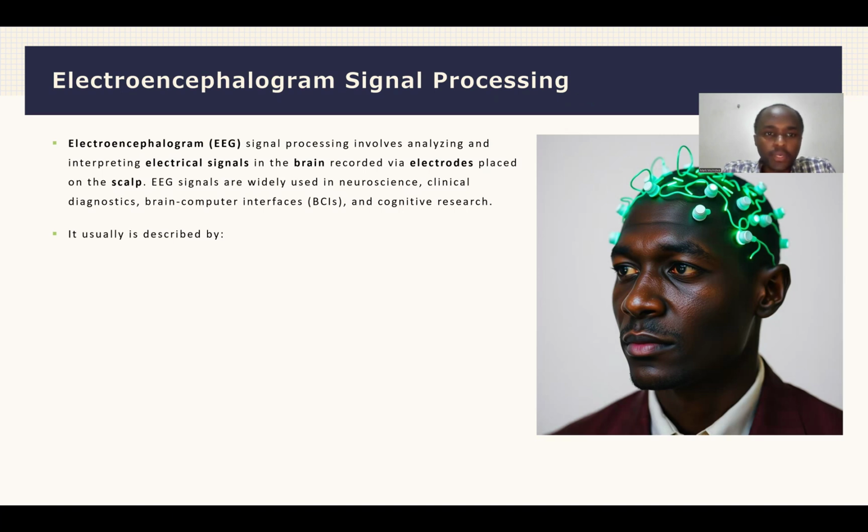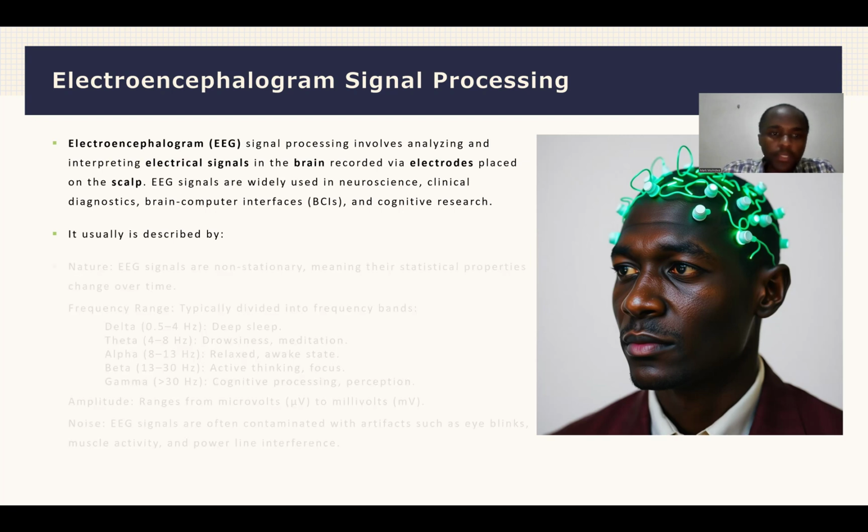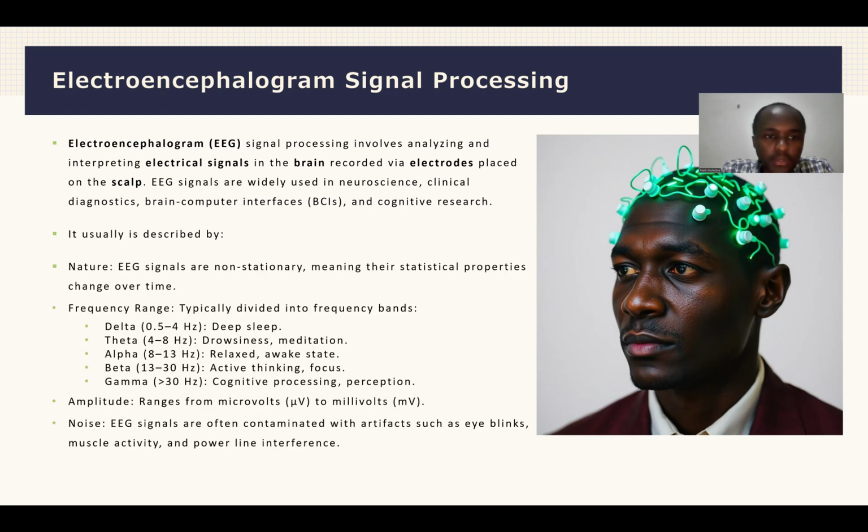So talking about the EEG signal processing, which involves analyzing and interpreting electrical activity in the brain, basically recorded through electrodes placed on the scalp. So to talk about it, this is a technology. This technology plays a crucial role in neuroscience, clinical diagnostics, and also brain-computer interfaces, and also cognitive research.